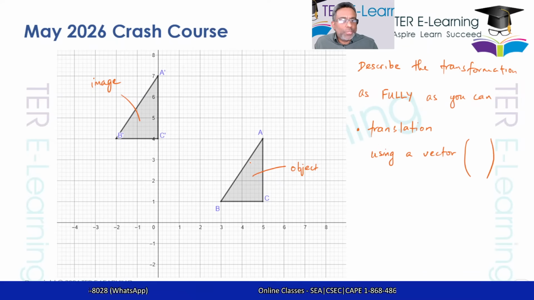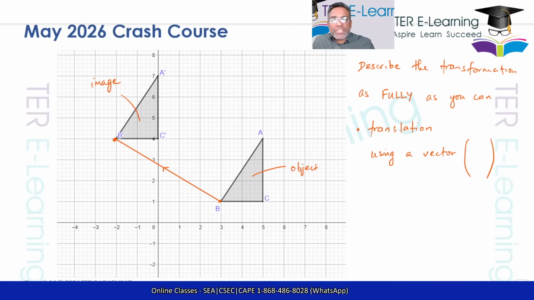Now we need to figure out what those 2 numbers are. So first of all, let's select, and you can select any point you want. Let's say B. Where does B end up? B ends up here. So let's draw a line from B to B prime. Okay, so this is the line here, but we need to figure out what that vector is. So first of all, how do we move from B to B prime?